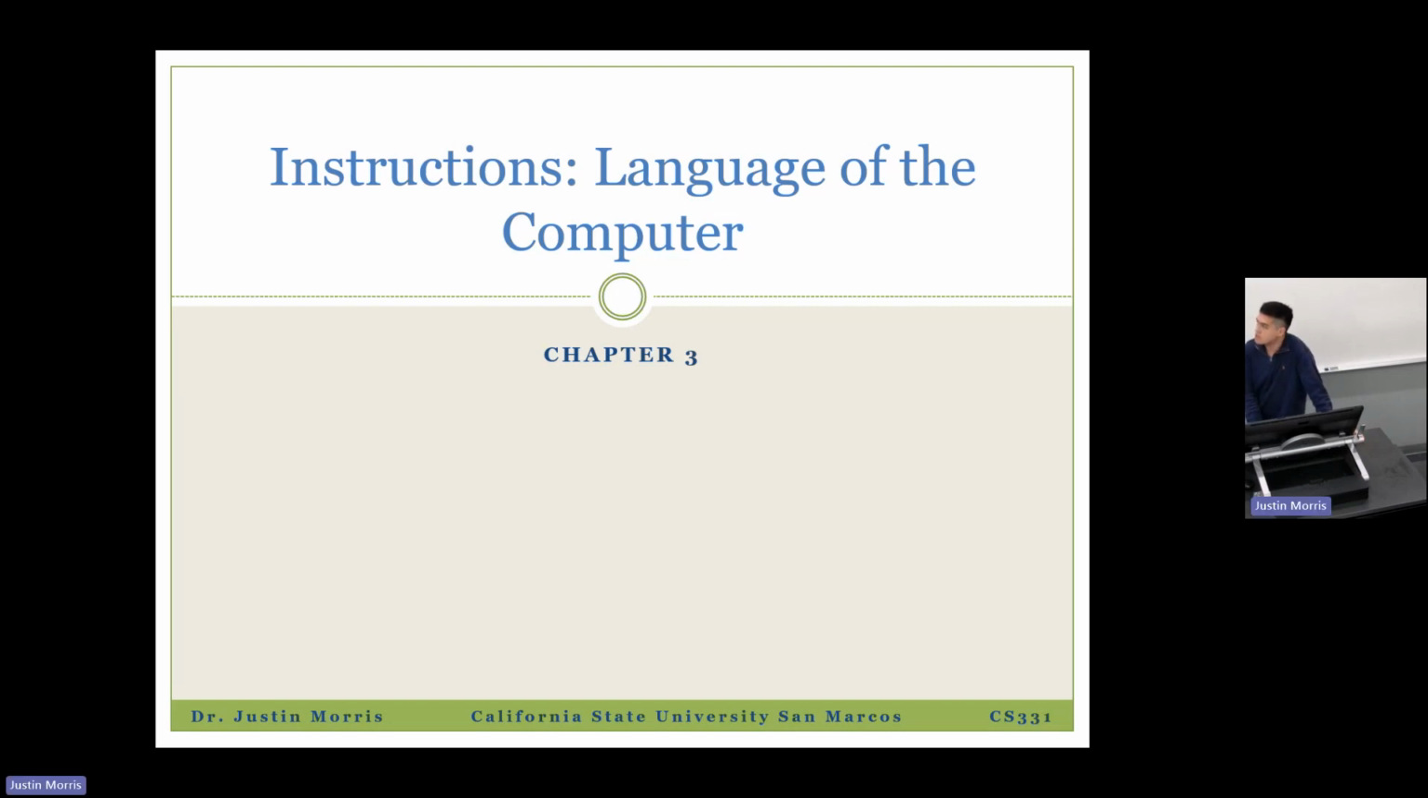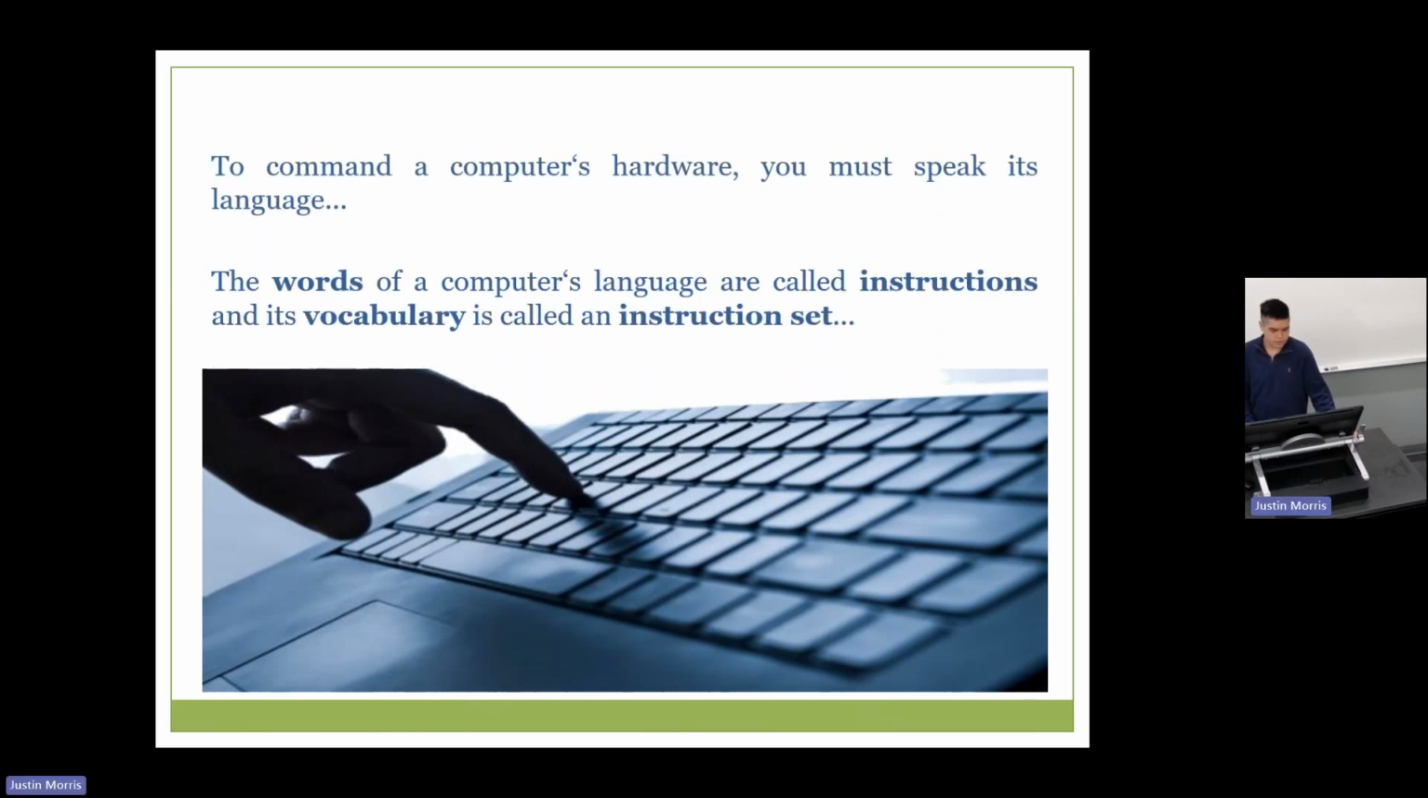Seven 30, and today we're going to start the next chapter, chapter 3. It's the language of the computer. It's basically going to cover MIPS. Today, more specifically, I'm going to show you some different classes of architectures that implement ISAs. So the words of the computer's language are the instructions, and basically the vocabulary is going to be the entire instruction set.